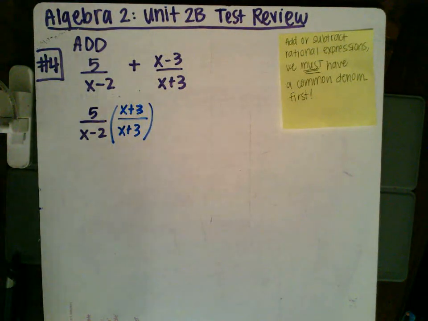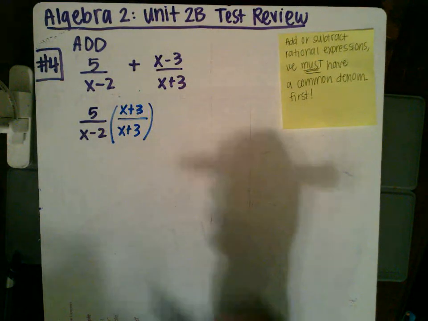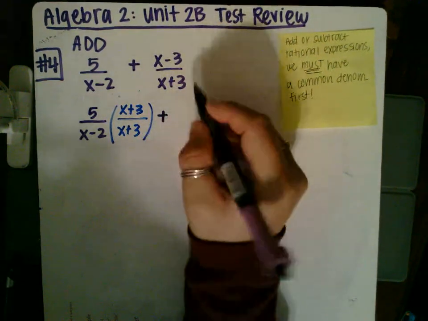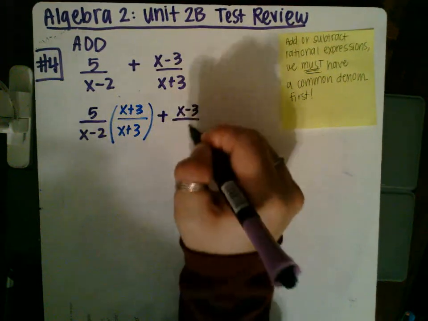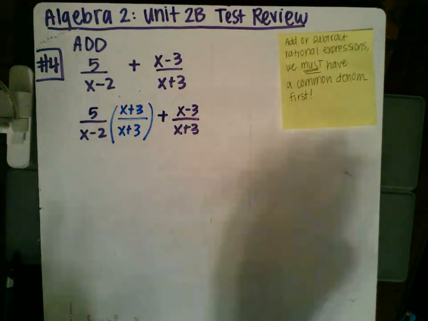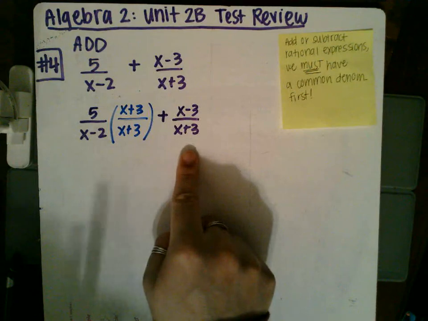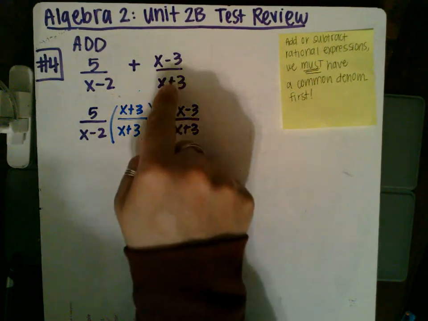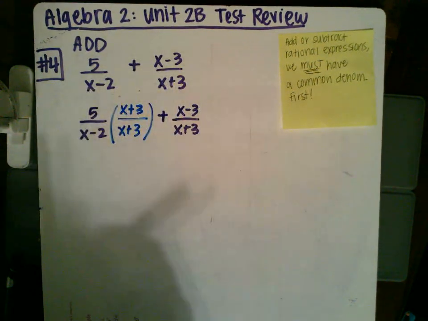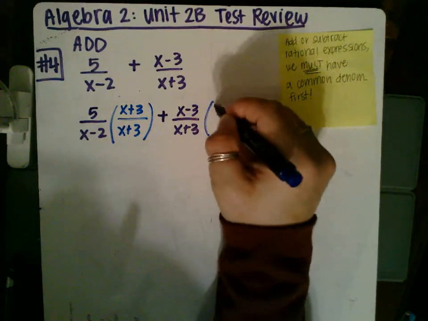Now, I multiply by this expression divided by itself because anything divided by itself is technically 1. So I'm technically not changing the problem. I'm just very clever. And we still have x minus 3 over x plus 3. But now for the second expression, we're going to multiply by the opposite denominator, x minus 2, on the top and bottom.